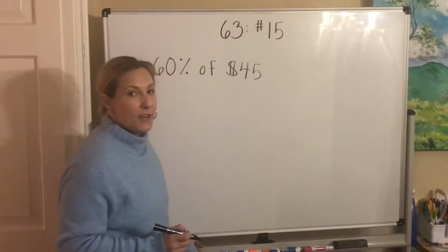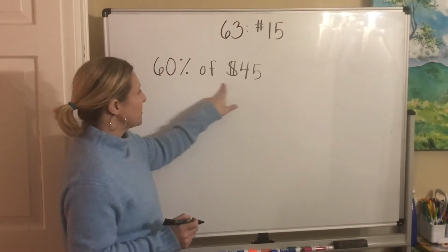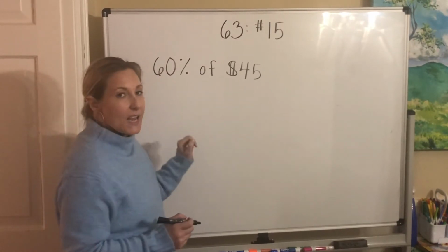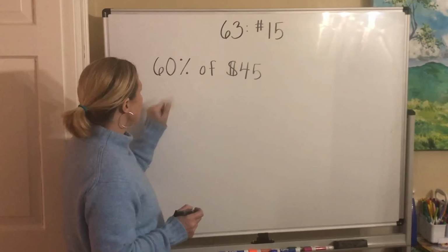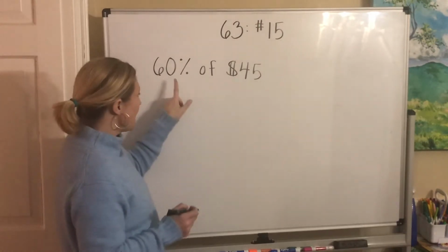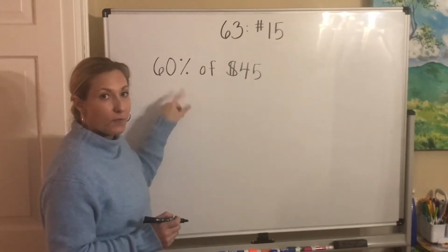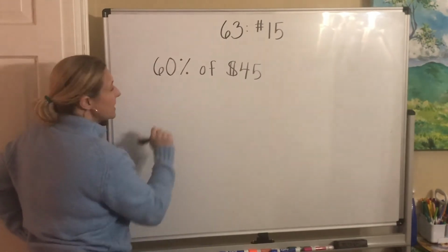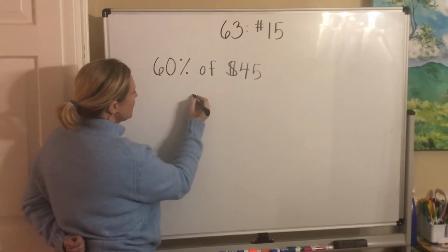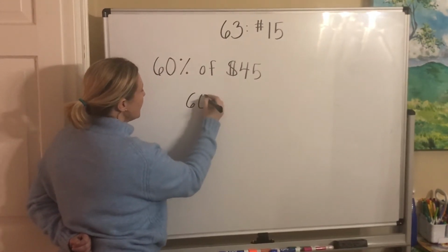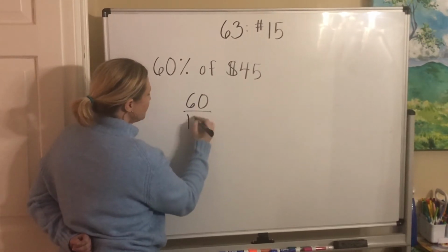But there's another easy way to do 60% of 45. Instead of multiplying 45 by a decimal, we can turn 60% into a fraction. 60% in a fraction form is 60 over 100.